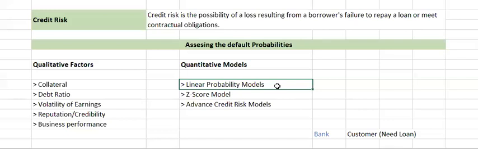In the next lecture, we will calculate the Z-score, and through the Z-score we can quantify the bankruptcy risk or credit risk of the company.